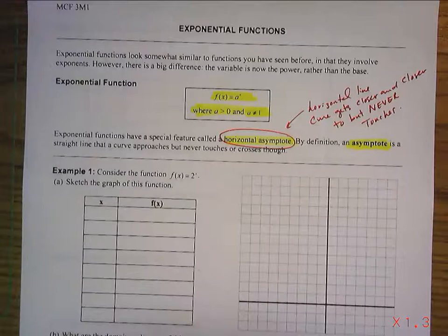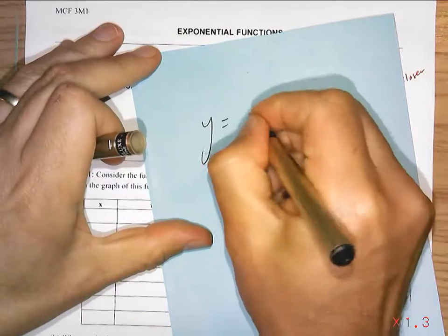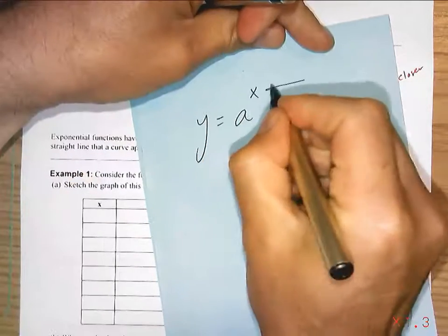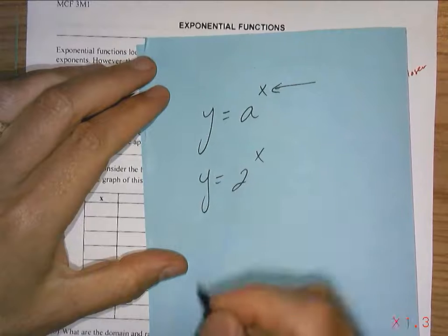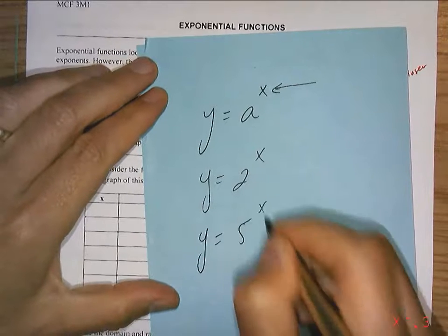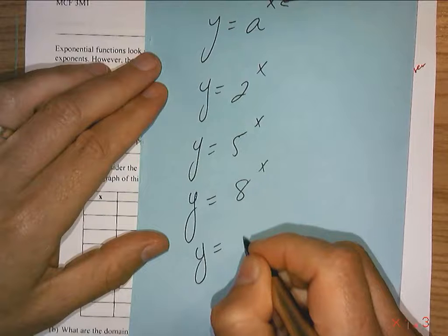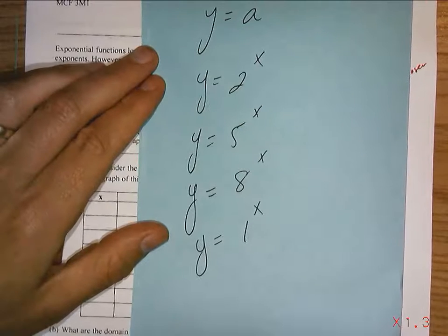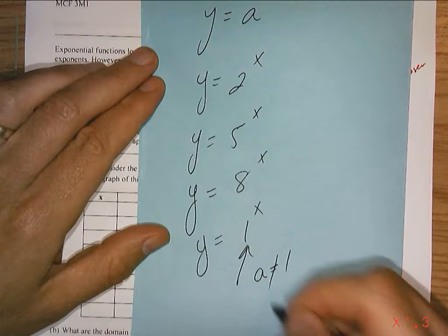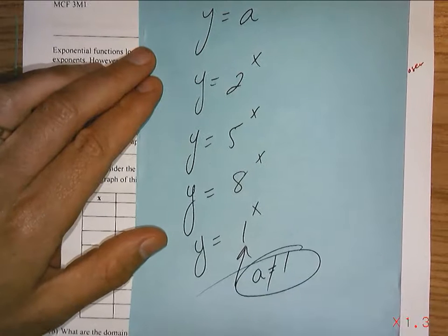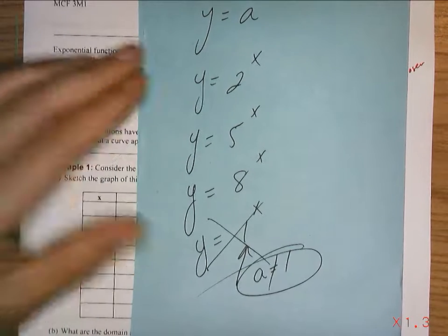An exponential function is anything that's going to look like this, where our variable is up in the exponent now. So here's an example: 2 to the x. Here's an example: 5 to the x. Here's an example: 8 to the x. Here's an example: 1 to the x. No! Not allowed. This a value equals 1. And we said that exponential functions have to have an a value that cannot be equal to 1. So this is not an exponential function.